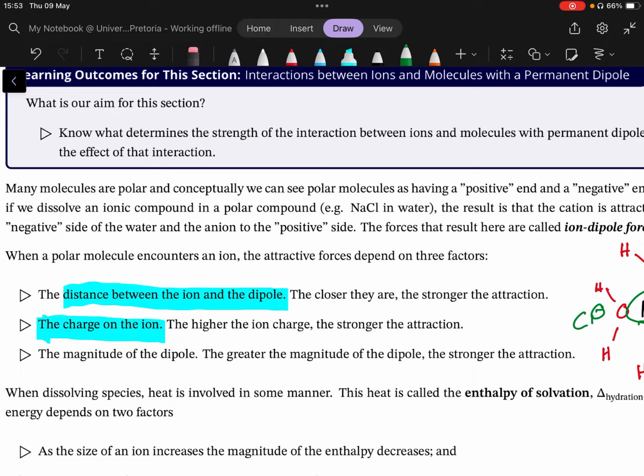The higher the charge, meaning more positive or more negative, the stronger the attraction. It becomes a stronger magnet to the electrons or the positive charge in a molecule. And it also depends on the magnitude of the dipole of the molecule. If a molecule is extremely polar, you can easily rationalize that you will have a side that is very negative and a side that's very positive.